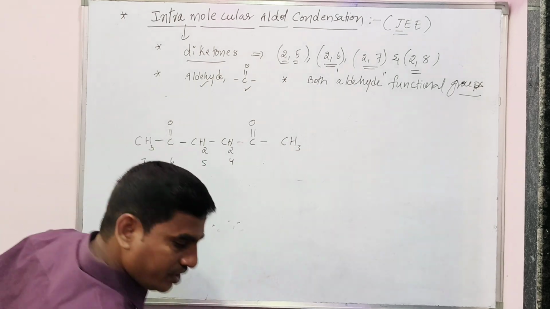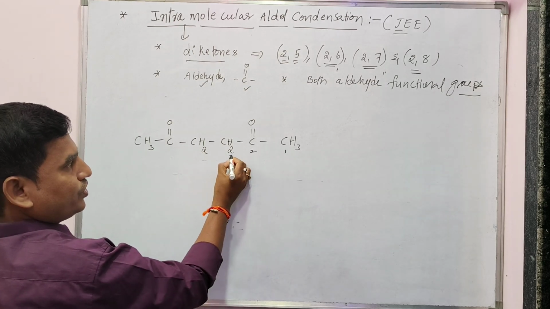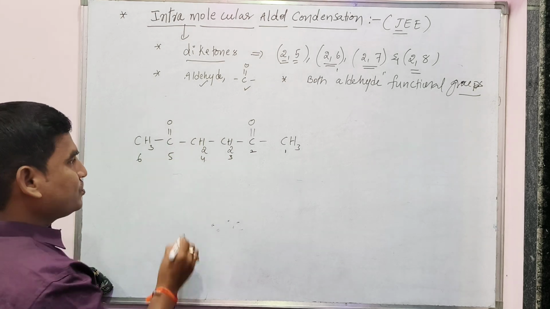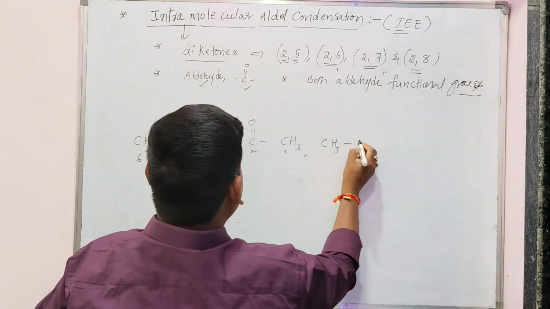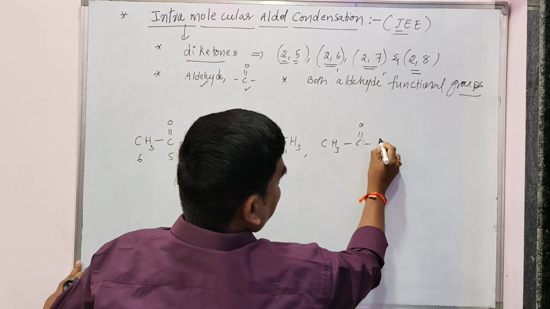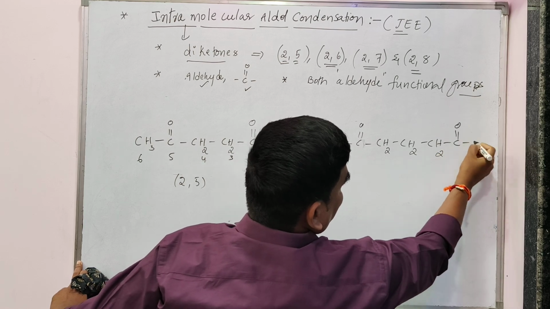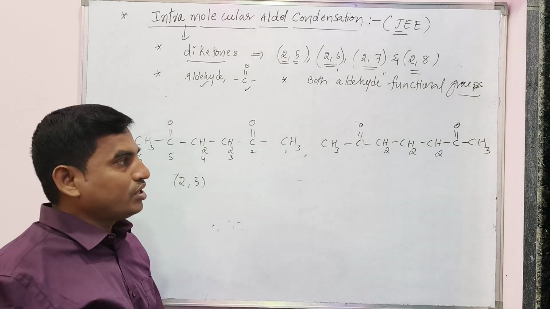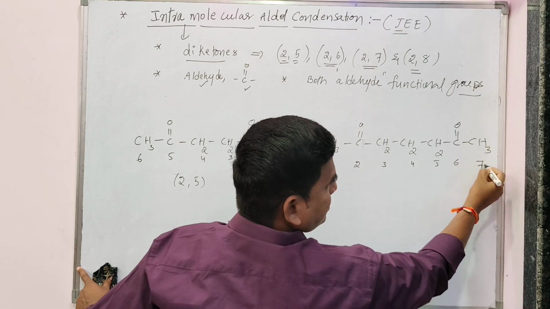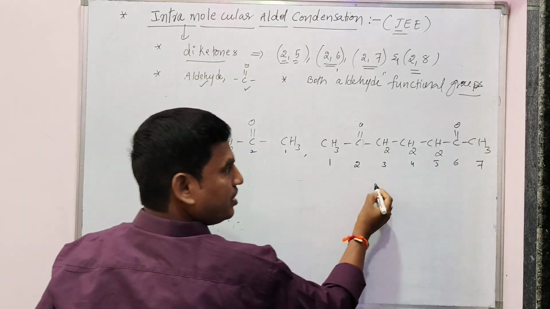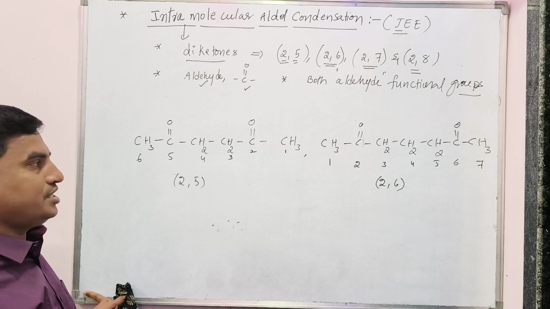Now the position of the functional groups here: 1, 2, 3, 4, 5, 6. So the position of the keto groups is 2,5. Similarly, for 2,6 we have CH3, C double bond O, CH2, CH2, CH2, C double bond O, CH3. I have taken one more example for this. Numbering from either side, 1, 2, 3, 4, 5, 6, 7. So it is a diketone with keto groups at 2,6 positions. So these are 2,5 and 2,6, right?